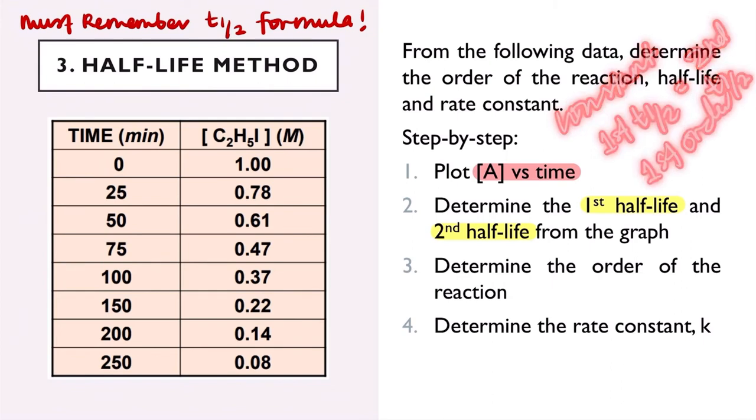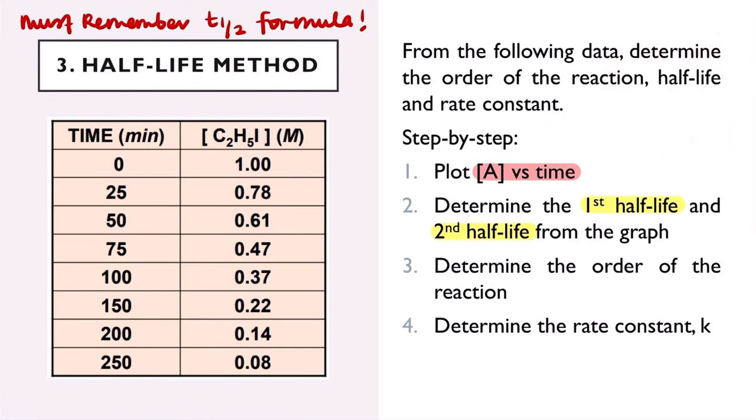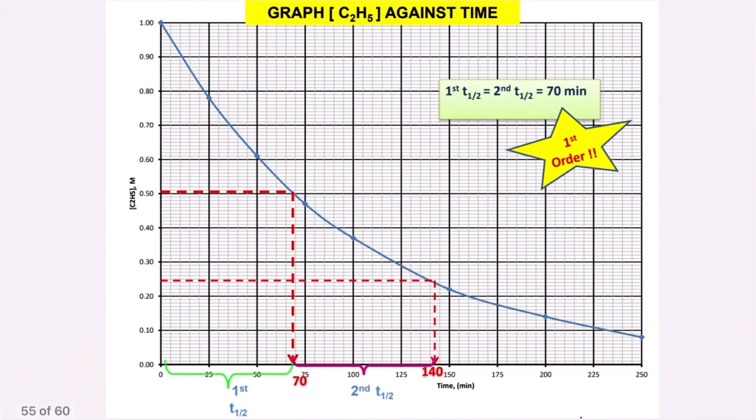Okay. If the first half-life to second half-life increases, then what order is that? If the first half-life to second half-life decreases, then what order is that? Okay. You need to know that. Alright. And then finally, once you know the order of reaction, you can determine the rate constant K.